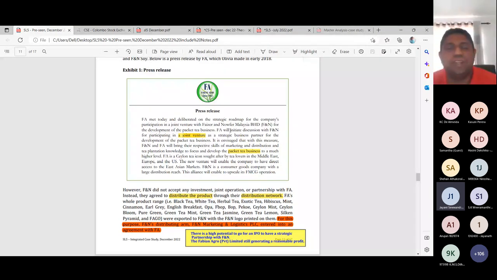FA will initiate discussion with FN in Fison, a joint venture strategic business partner for the development of the faculty business. It is envisaged that with this measure, FN and FA will use their respective skills of marketing and distribution and tea plantation knowledge to focus and develop the faculty business to a much higher level. FA is a Ceylon tea icon sought after by tea lovers in the Middle East, Europe and the US. The new venture will enable the company to have direct access to the East Asian market. You can develop a new market, no? FN is a consumer goods company with a large distribution reach. This alliance will enable it to upscale its FMCG operation.